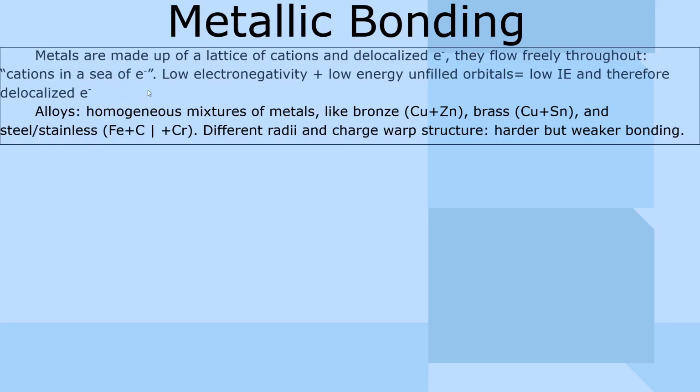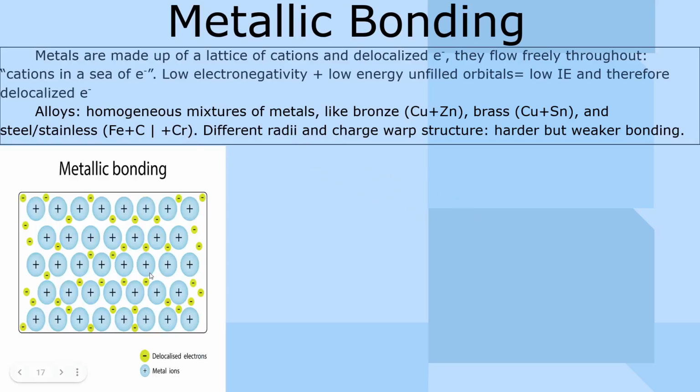So alloys are special metals that are homogeneous mixtures of metals, like bronze, which is copper plus tin, brass, which is copper plus zinc, and steel, which is iron plus carbon, and then to make stainless steel, it's plus chromium. So the different radii and charge of the different metals warps the structure of the metallic bonding. Alloys are often harder than their pure counterparts, but they have weaker bonding, so lower melting points, lower boiling points, and all that.